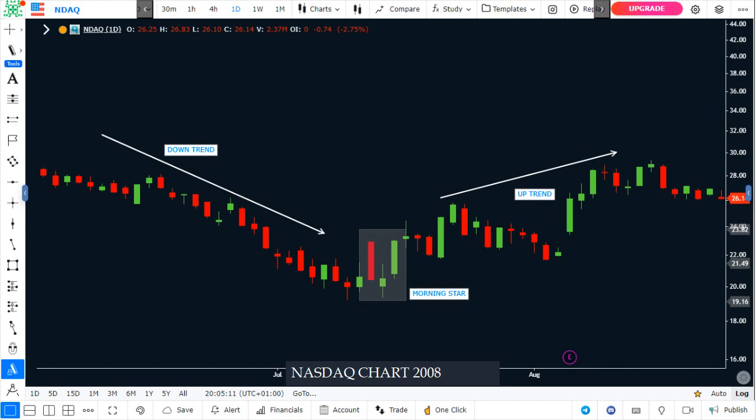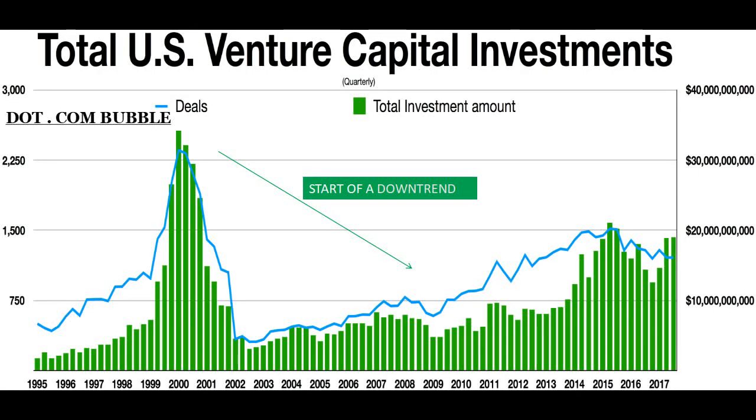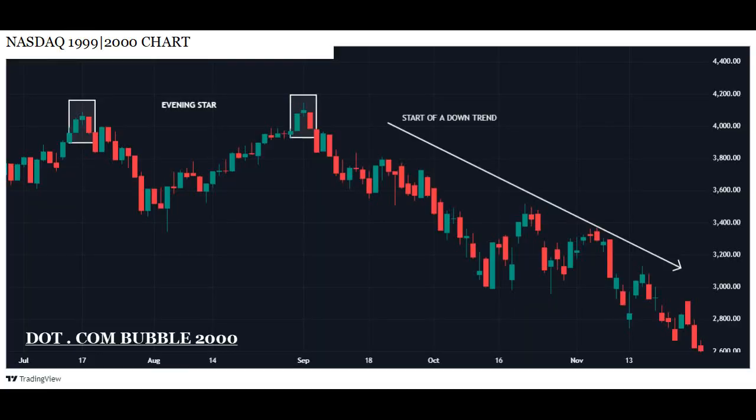Similarly, the evening star pattern has been a critical tool for traders during periods of market exuberance. For example, during the dot-com bubble in the late 1990s, the evening star pattern frequently appeared on the charts of overvalued tech stocks, signaling impending downturns. Traders who heeded these warnings were able to exit positions before significant losses occurred. By examining these historical instances, we can appreciate the significance of these patterns and their ability to provide foresight in volatile market conditions.